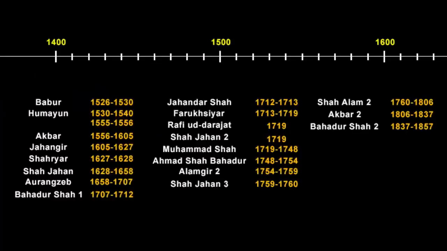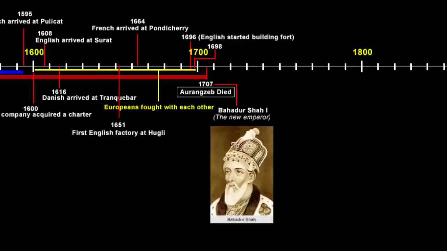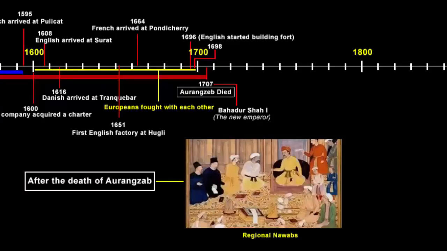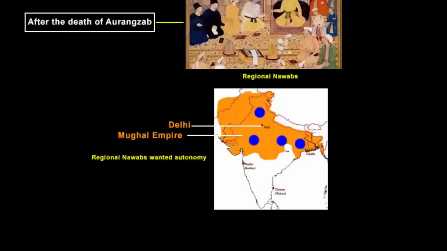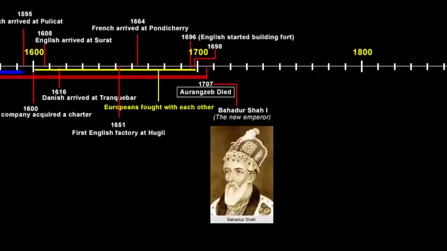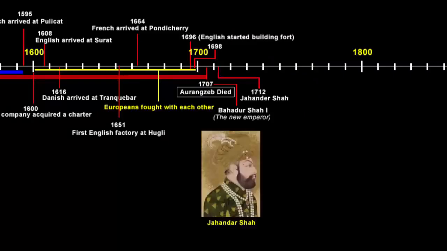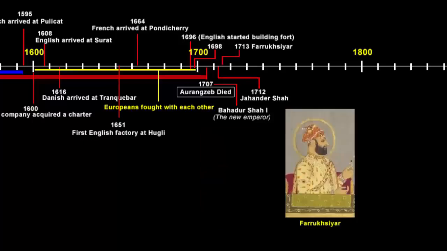You remember in the beginning I said Aurangzeb was the last powerful Mughal emperor? So after his death, Bahadur Shah I was the next Mughal emperor. But he was not that powerful, and the reason we can draw such a conclusion is because after the death of Aurangzeb, all the regional Nawabs wanted to execute their power and authority in their respective regions. So this clearly tells us that Bahadur Shah I was not as influential as Aurangzeb. After Bahadur Shah I, his son Jahandar Shah and after him Farrukhsiyar became the emperor. In a moment I'll tell you the role of Farrukhsiyar.